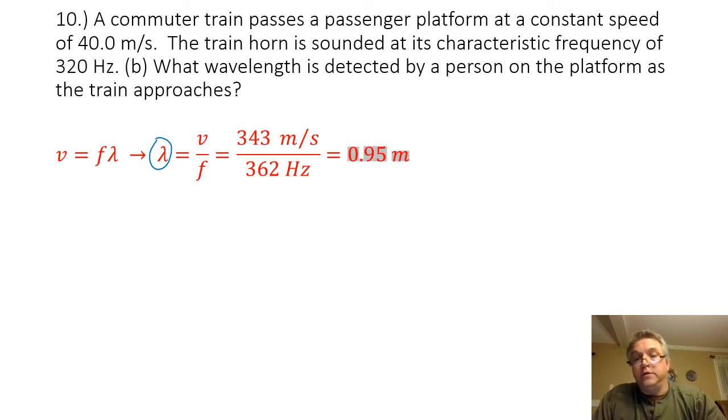Now we have to use the observed frequency as the train approaches the platform because they are asking what wavelength is detected by a person on the platform, not what wavelength is emitted by the train. So we do want to use the observed frequency as the train approaches the platform, which was 362 hertz. So I divide my velocity by that frequency, and that will give me an observed wavelength of 0.95 meters.